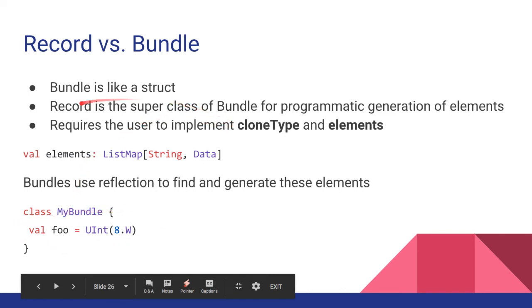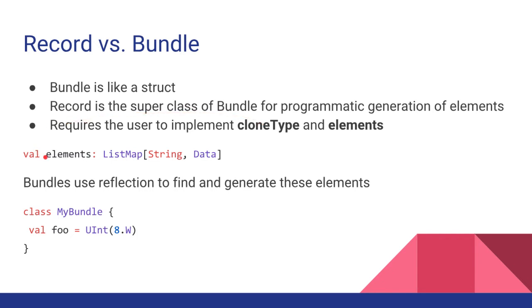And so records are the superclass of bundle, and they have this field called elements, which is a ListMap. A ListMap is just a map that has defined order. We need defined order for determinism. Well, not just determinism. It's really important that we keep the order of the fields in your bundle, because some of them, if you cast it to a UInt, are the high order bits, right? That's really important. What is the order of the bits in the bundle? And so that order matters, and so we have to have a map that has defined order.